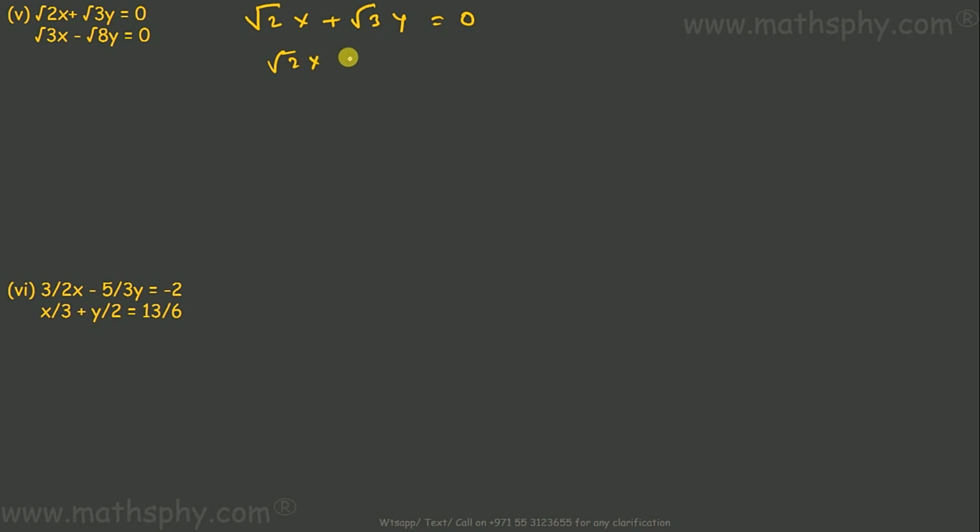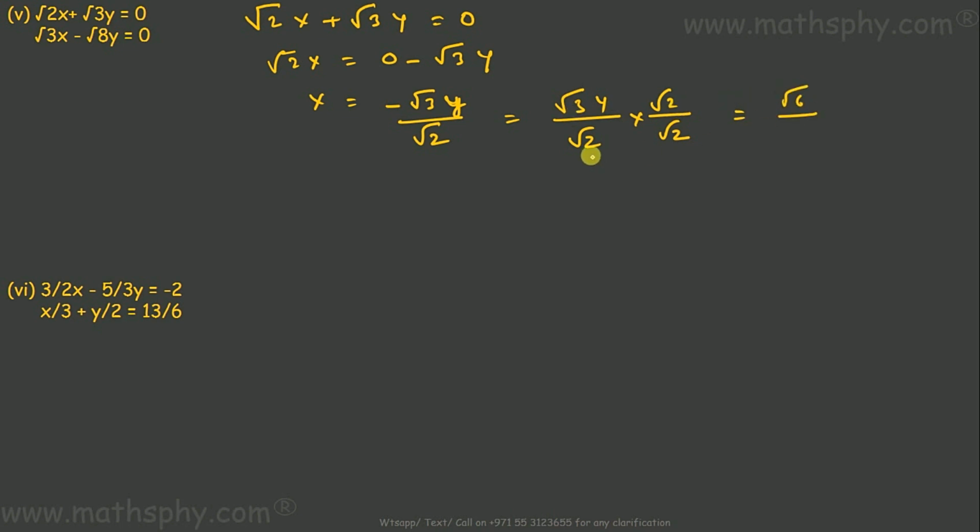This one here, root 2x plus root 3y equals 0. Root 2x will be equal to 0 minus root 3y. So x will be negative root 3y over root 2. Let's try to rationalize this. If I multiply root 3 y over root 2 into root 2 over root 2, this gives me root 3 into 2, root 6, over root 2 into root 2, which will be 2. This is already negative. So now I have x is equal to negative root 6 y over 2. Let's replace this value in this equation.